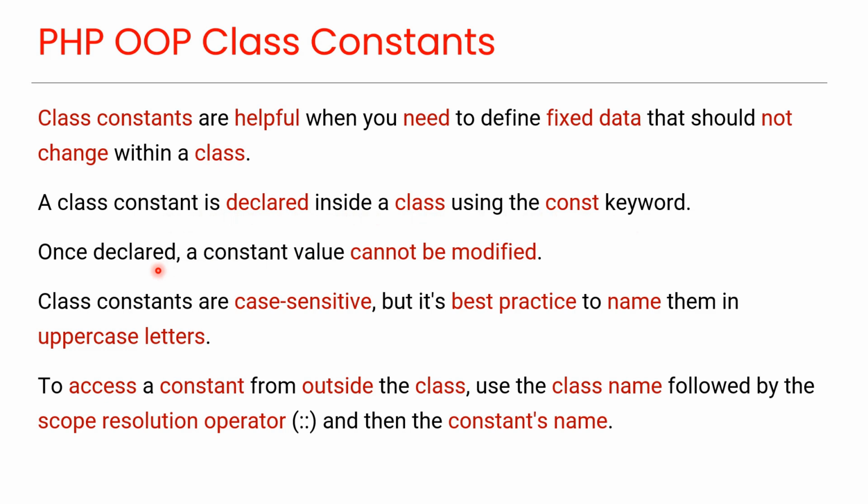Once declared, a constant value cannot be modified. Class constants are case-sensitive, but it's best practice to name them in uppercase letters. To access a constant from outside the class, use the class name followed by the scope resolution operator and then the constant's name. Now we'll look at an example.